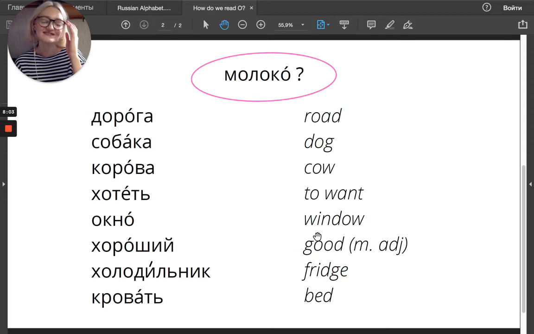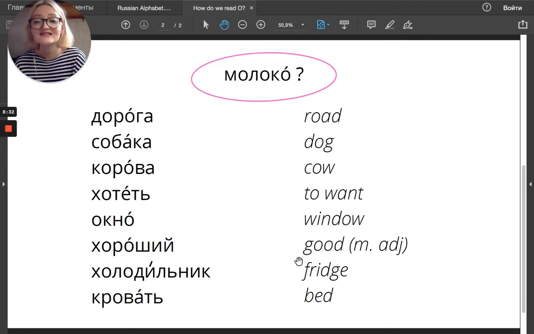Next one is window. Let's read it. Okay. Окно. We have many words like that when the last vowel is stressed, so it's totally fine for us, and don't be afraid of a last stressed vowel. Окно. Not stressed O. Read like A.